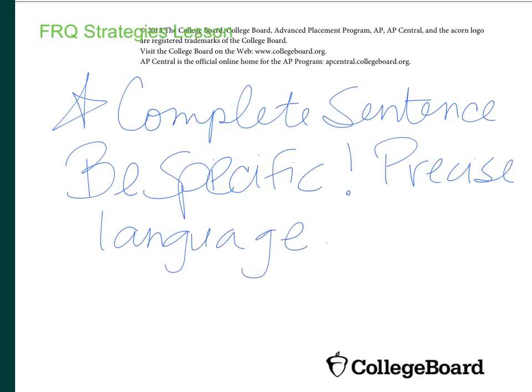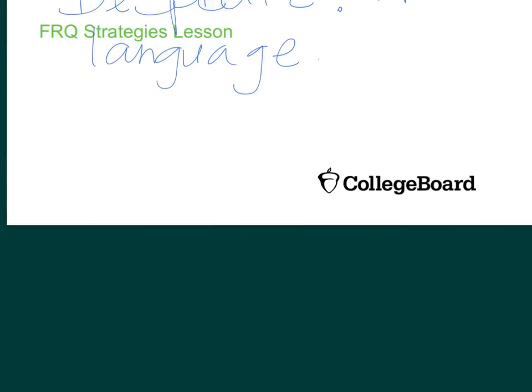Okay, so what exactly does this mean? Well, let me give you an example that you can jot down of what precise language means. So our example here is that if you just write pollution, for example, if you are talking about fracking and you say fracking causes pollution, pollution is always too vague. That will never get you a point on an AP FRQ, just the word pollution.